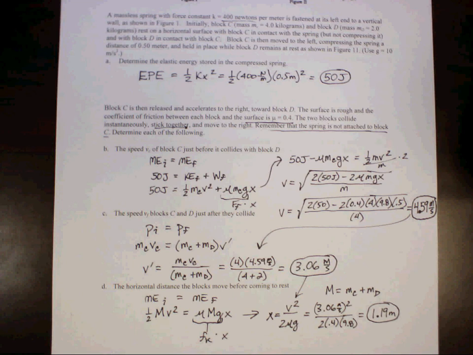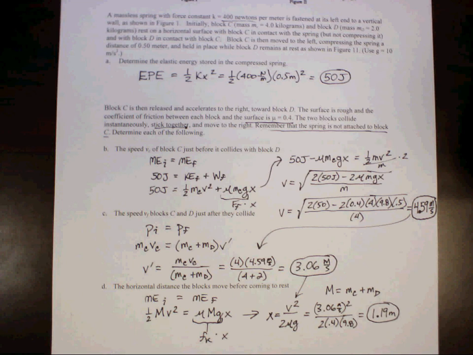We're going to take this formula and solve it for x, because that's what we're looking for. x equals v squared over 2 mu g. If you plug your numbers in, 3.06 meters per second, square that whole thing, divided by 2, divided by mu, divided by g, you'll get an answer of 1.19 meters. And there you have it, all four of these.